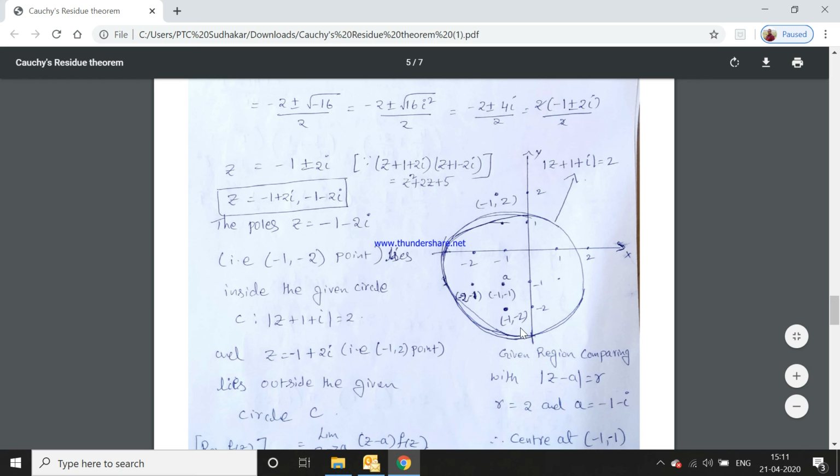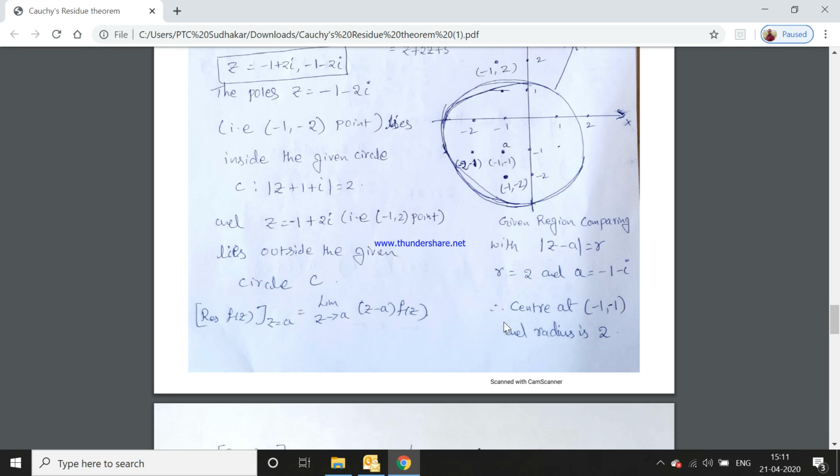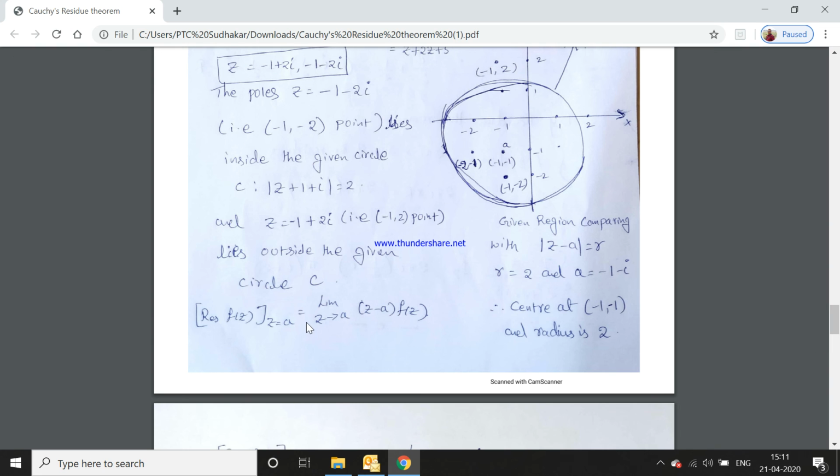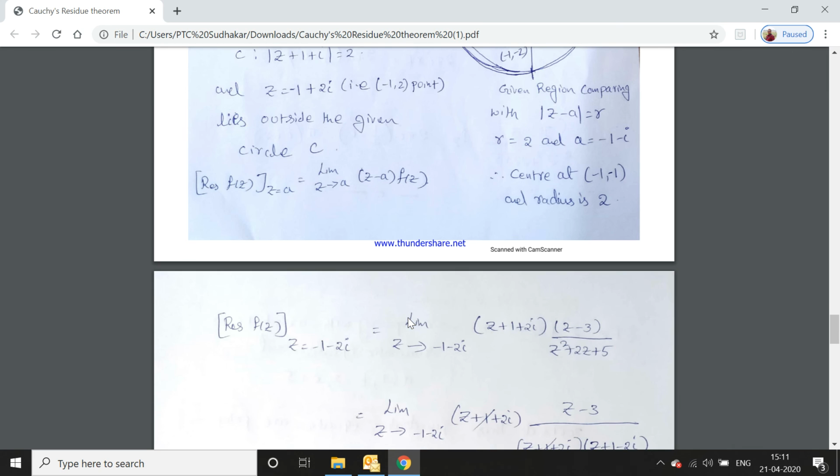So inside we have only one pole, that is minus 1 minus 2i. This pole is inside: z is equal to minus 1 minus 2i, and the point is minus 1 comma minus 2, which is inside the given region. So that's why we find the residue at only one pole. That is also a simple pole. So the formula is residue of f of z at z is equal to a equals limit z tends to a of z minus a into f of z.